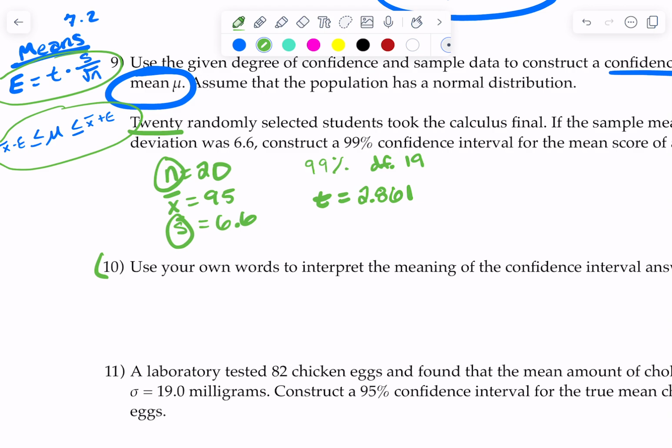Use your own words to interpret the meaning of this confidence interval. Oh wait, I got an error. How did I get an error? Okay, 95% confident that if we survey all... Did you get 4.22? That's what I got.